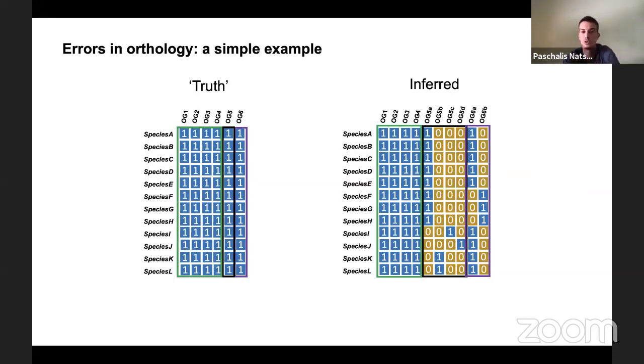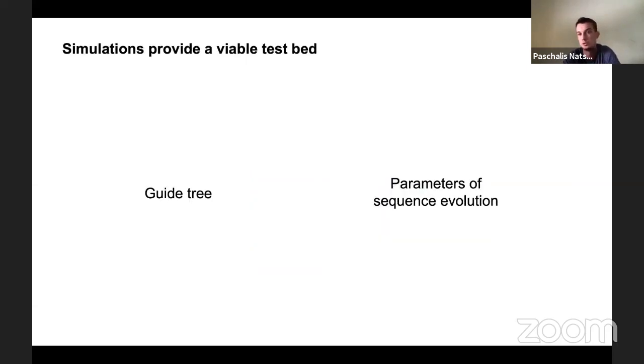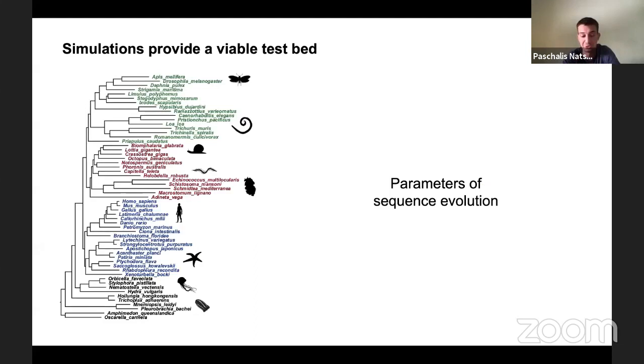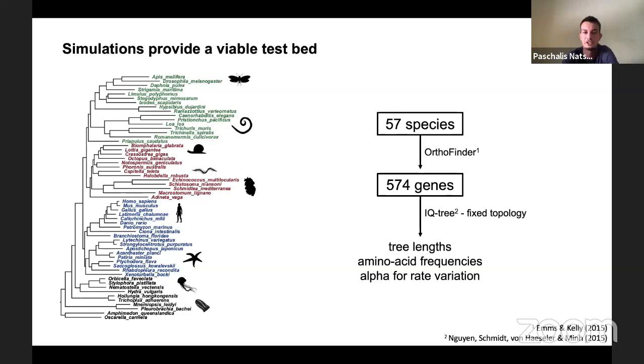So in order to do the simulations, we needed two things. We needed the guide tree, and we needed parameters of sequence evolution that will define the artificial evolutionary processes. For the guide tree, we used the consensus of the current knowledge of the metazoan phylogeny. For the branch lengths of the guide tree, we estimated them with a fixed topology using the C60 model in IQ-tree. For the parameters of sequence evolution, we collected 574 ortholog genes from these 57 species using OrthoFinder. And then we fed those genes into IQ-tree using a fixed topology to estimate sets of parameters such as branch and tree lengths, amino acid frequencies, and alpha parameters for rate variation among sites.